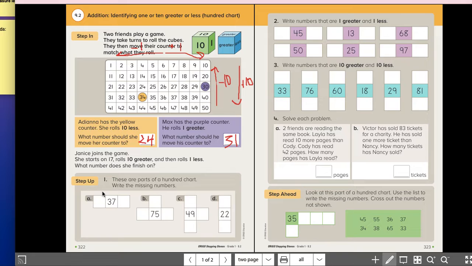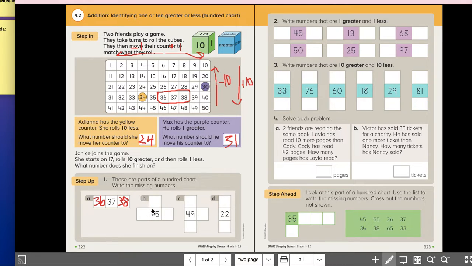Okay, so these down here are taken off of the hundreds chart. So if we have 37, what number comes right before and right after? So imagine that they took this piece right here and put it on your paper, and you have to fill in the missing piece. So to the left is 1 less. 37 minus 1 is 36. 37 plus 1 is 38.